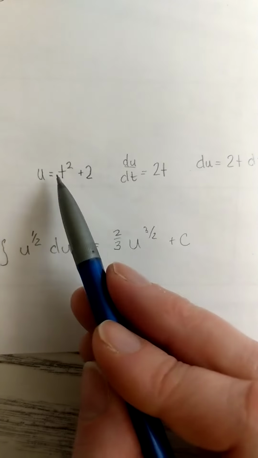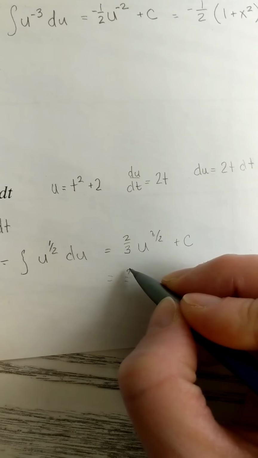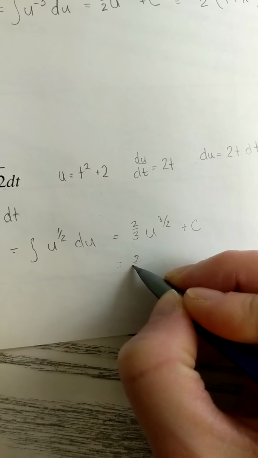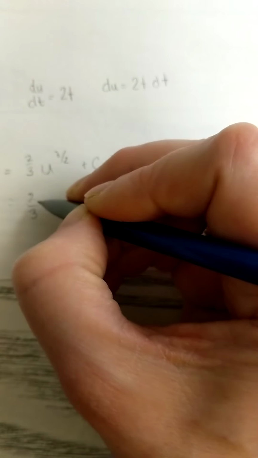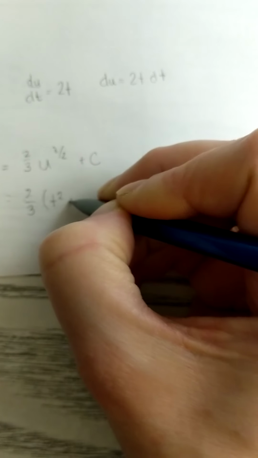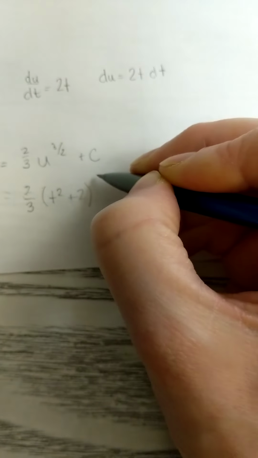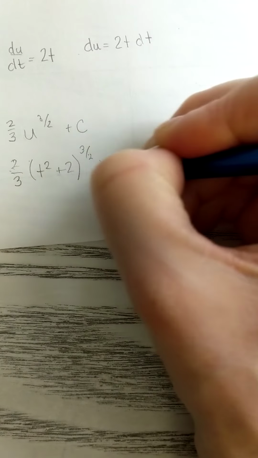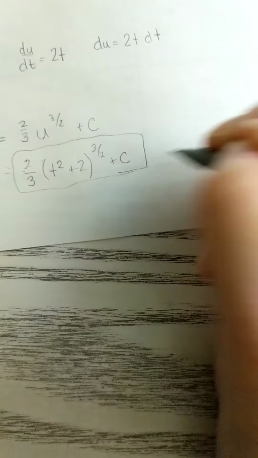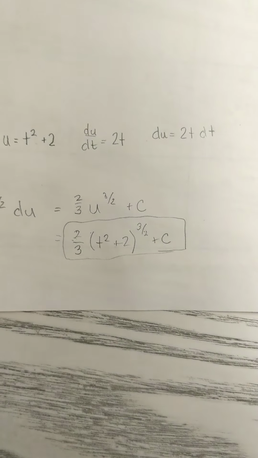And now I just put my u back in there. So I have now 2/3 times (t squared plus 2) to the 3/2 plus c. Sorry, I'm having a hard time preventing my paper from moving. And I'm finished.